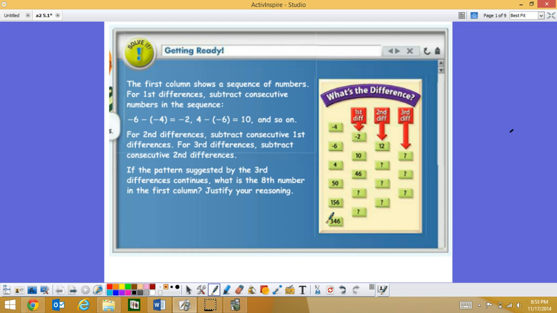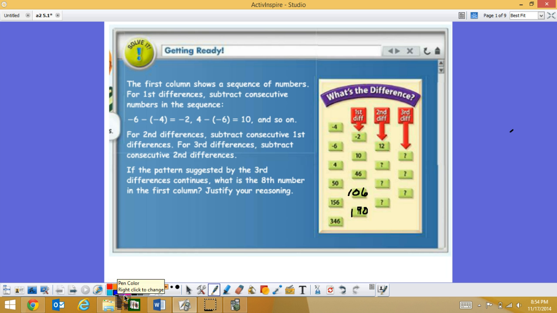And if this was a linear model, then these first set of differences would be the same. Well, obviously they are not. And if we continue finding those first differences, now we took -6 minus -4 to get the -2, 4 minus -6 to get 10, 50 minus 4 to get 46, 156 minus 50 is 106. And then 346 minus 156 is 190.